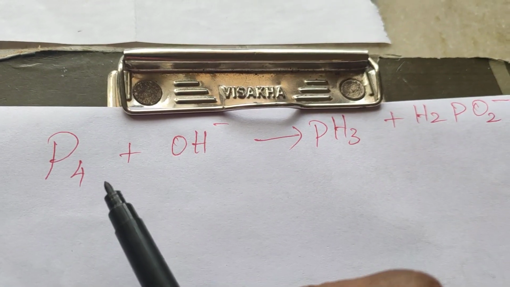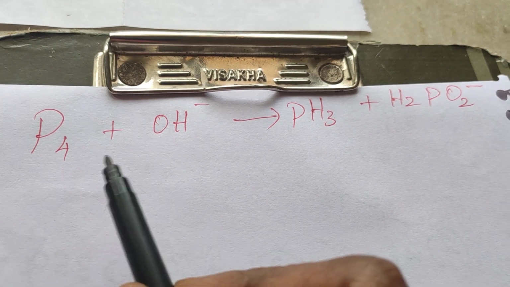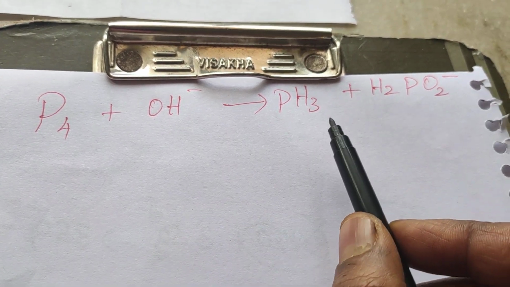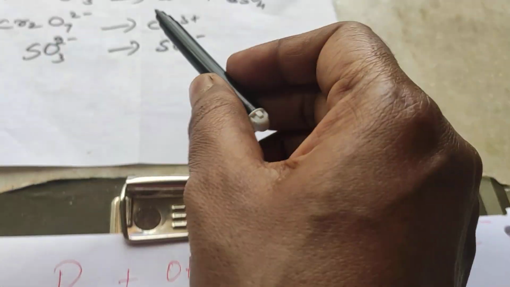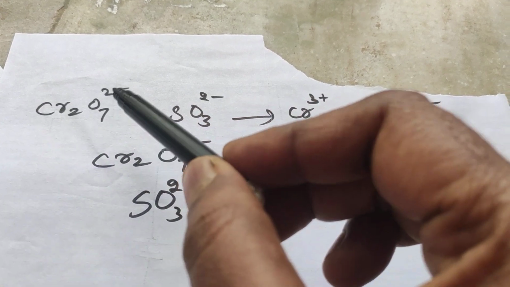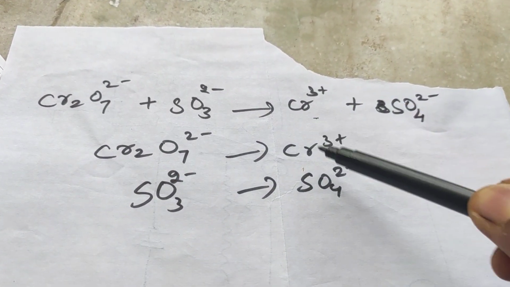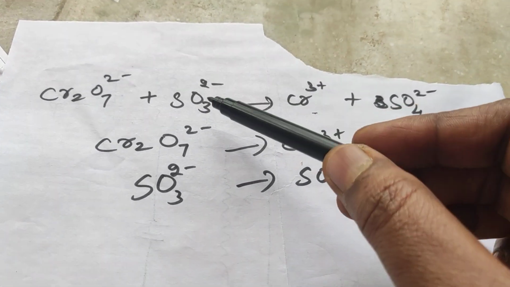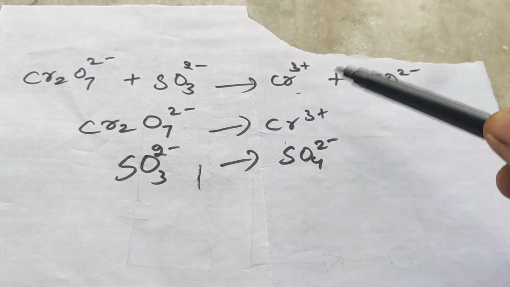Hello students, we are going to balance this redox equation, right? P4 plus OH- gives PH3 plus H2PO2-. This is the equation. In the earlier case, on the left hand side there was a species containing chromium, and on the right hand side chromium. So we divided the equation into two halves. Similarly, left hand side sulfur, right hand side sulfur. So we divided this equation like this.